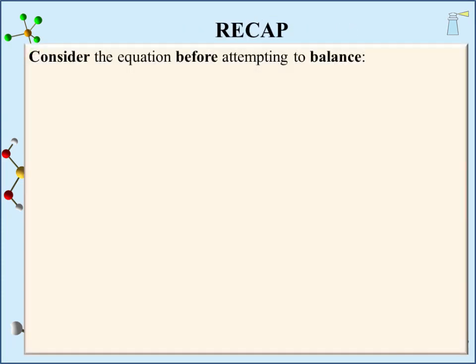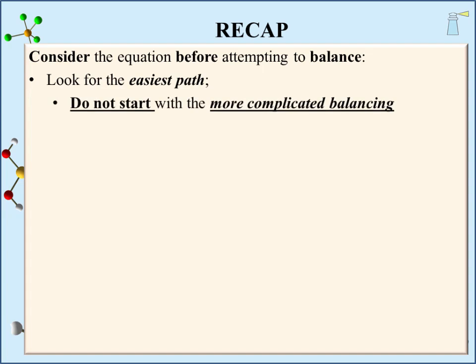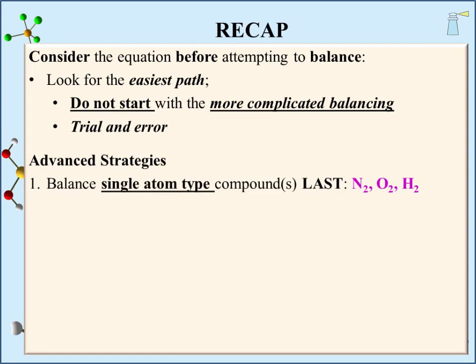Recapping the lecture, it is always a good idea to consider the equation before attempting to balance. Look for the easiest path. Use what you've learned. Do not start with the more complicated balancing. Sometimes the hard stuff will handle itself if left to the end. Since balancing is a bit of an art, do not be afraid of a little trial and error. More specific strategies include balancing single atom type compound or compounds last. Molecules like N2, O2, and H2 are better balanced last.